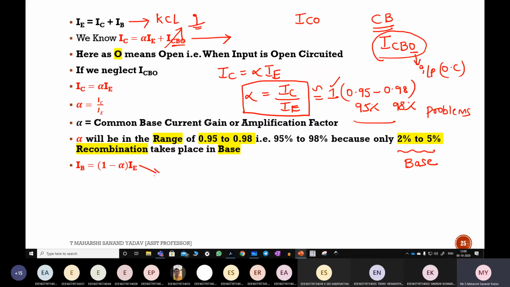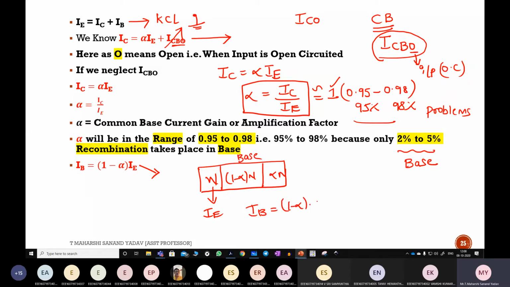And can anyone tell me how I got this? This is nothing but the recombination rate. N, this is nothing but 1 minus alpha into N, and this is alpha into N. N I'm assuming as IE. So this is base, and that's why I'll get base current. Base current IB is equal to 1 minus alpha into IE. That's it. From here I got this relation. At the end, this relation becomes very important while solving the problems. 1, 2, 3, 4, and 5. Clear? This is about common base configuration.